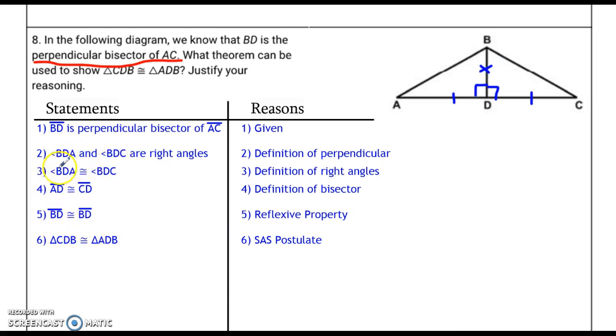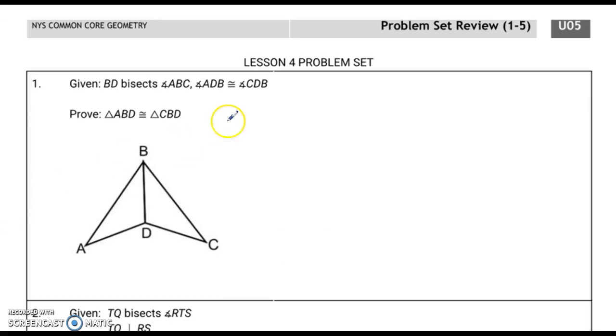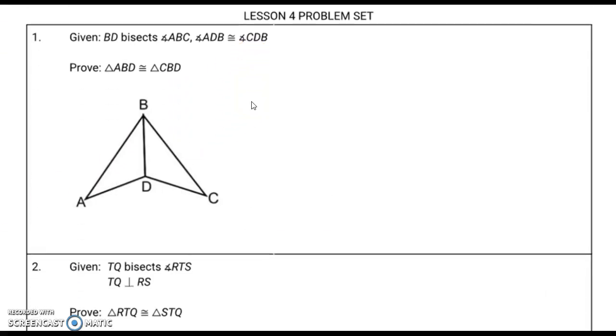Once we have that, we have our angle. We have a side here. We have a side here, which means side, angle, side. That's our SAS postulate. Not bad. Take a look at the lesson 4 problem set. Again, pause the video, try these out, and then I will show you the answers.